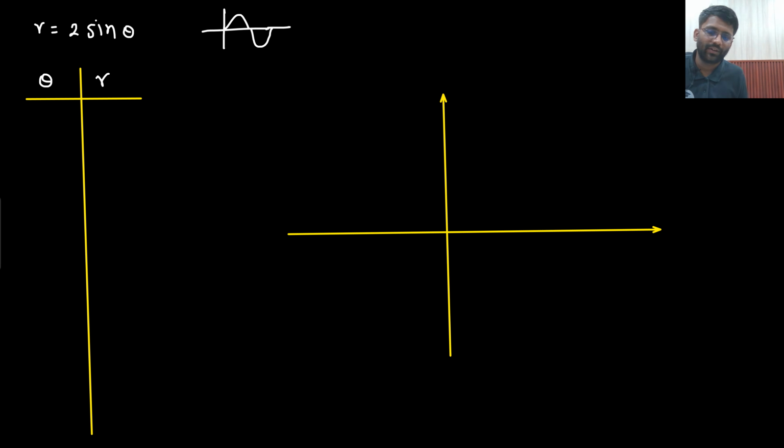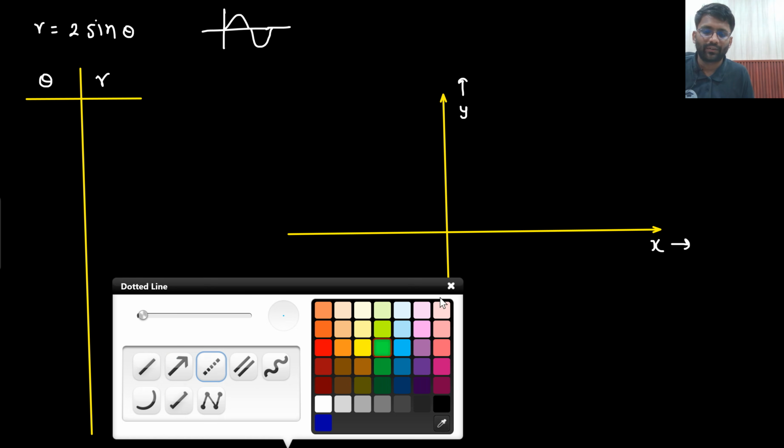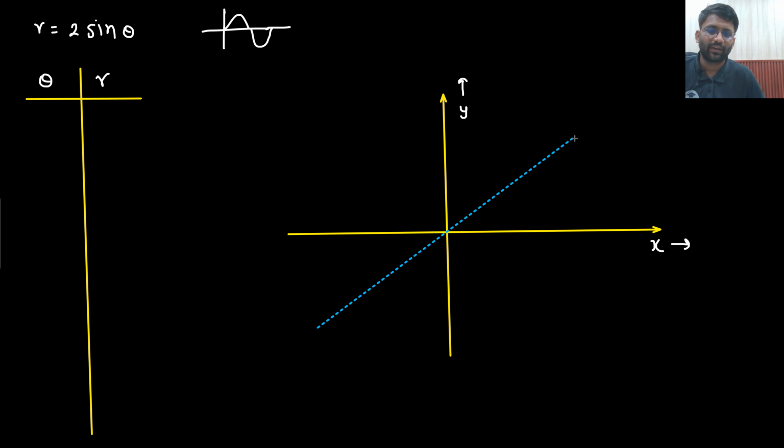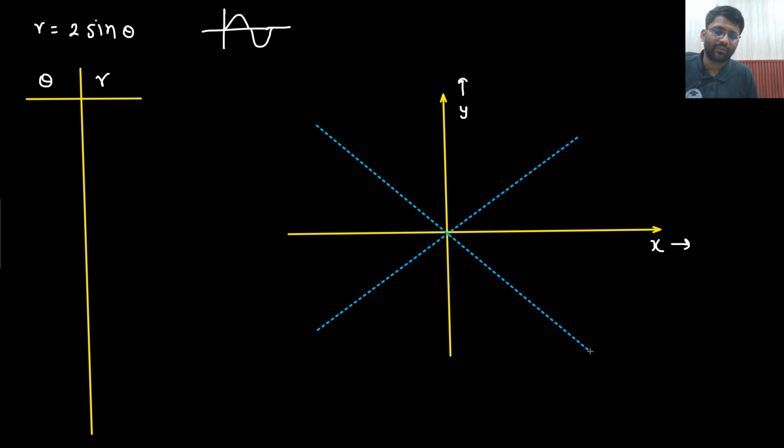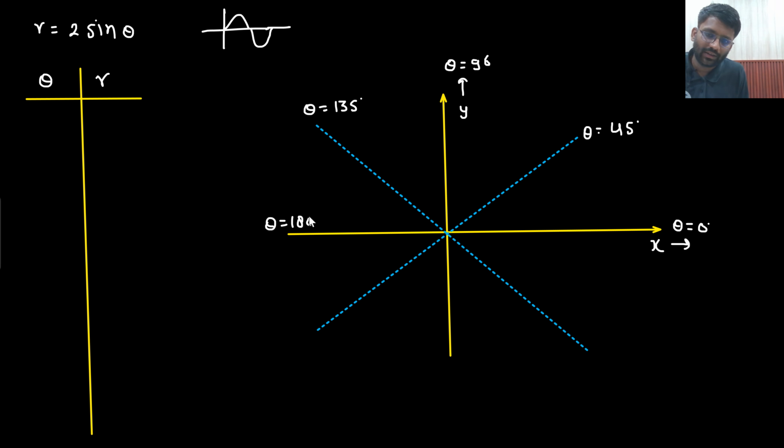Let's get started. We already know the values x, y, and theta, so everything we already know. Theta equals 45 and 135. Here, theta equals 45, this will be theta equals 90 degrees, this will be theta equals 0 degrees, this will be 135 degrees, this will be 180 degrees, theta equals 225 degrees, theta equals 270 degrees, or you can call it minus 90 degrees as well.